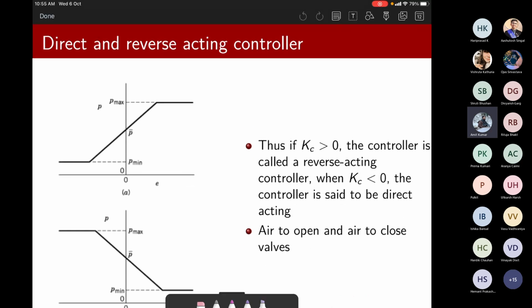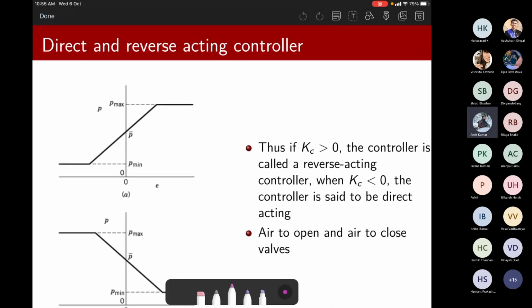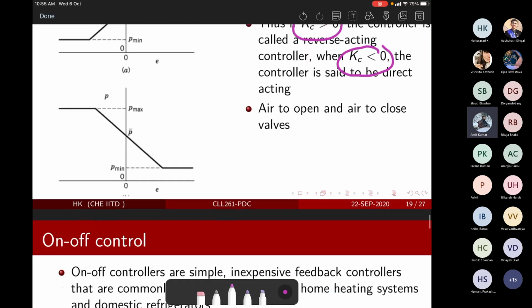There is also a notion of direct and reverse acting controller. So if this Kc term is positive, you would call it a reverse acting controller, and if the Kc is negative, you would call it a direct acting controller.